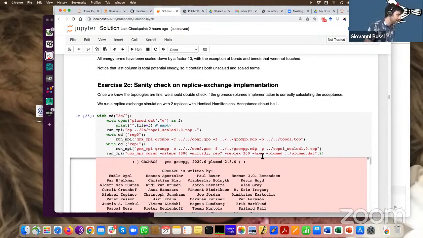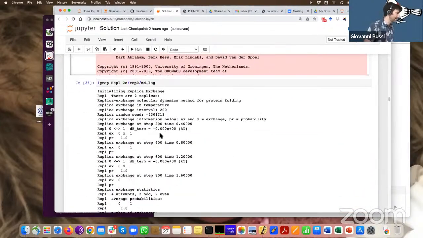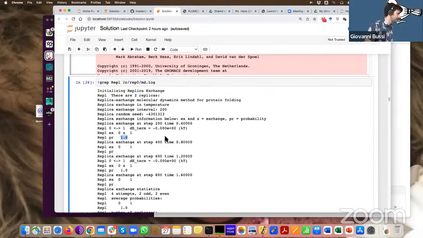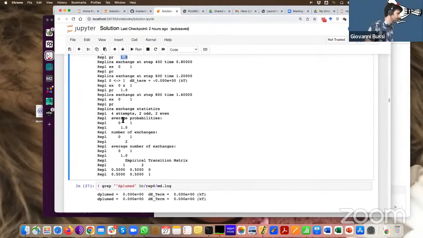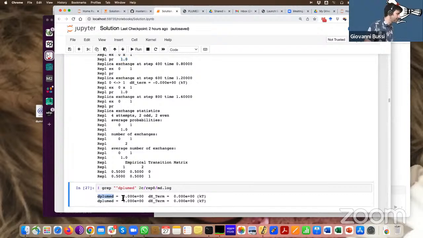So this is like a dummy replica exchange simulation where all the replicas share the same scaling factor. Acceptance should be 1. You see, it's 1. You can do even more. So you can check explicitly this dPlumed, which is written. It's the contribution of the acceptance coming from Plumed. And from this difference in energy, they are exactly 0. Were you able to reproduce this?